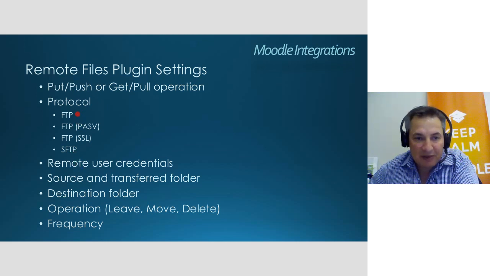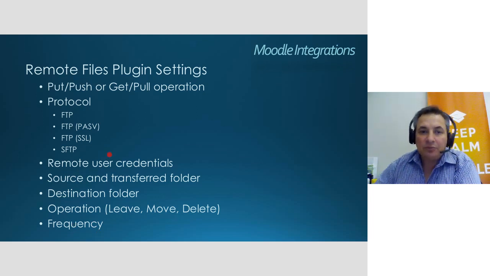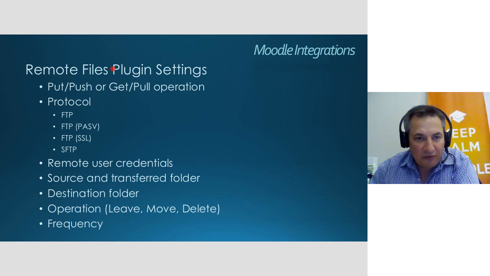Then the credentials for that FTP location, login, passwords, etc. Then we talked about the source and the transferred folders, because we also need the destination. They're the 3 folders that we need to record, as well as what operation we are doing, because in most cases we move, but we could have left the file there, or we could have just deleted the file as well. And the last thing is frequency. How frequently are we running this? Once a minute, once an hour, once a day? So when we build up one of these remote file records, that would be transferring of information from one location to another.